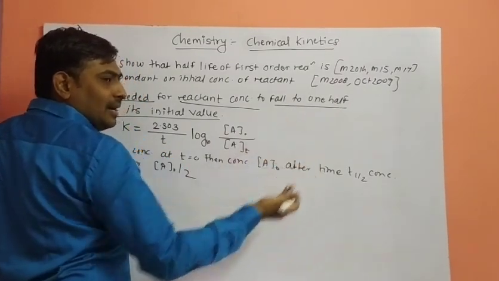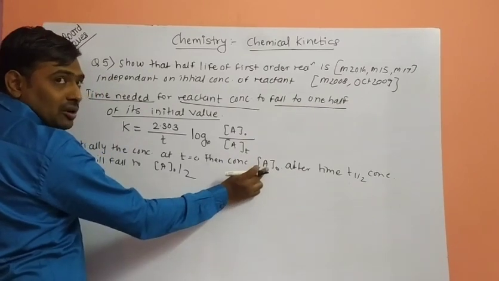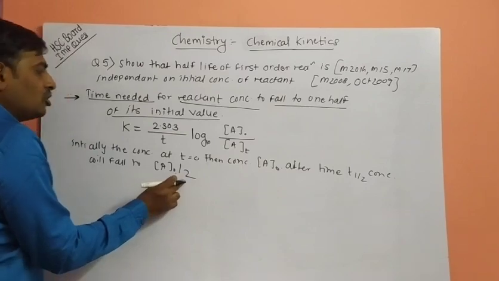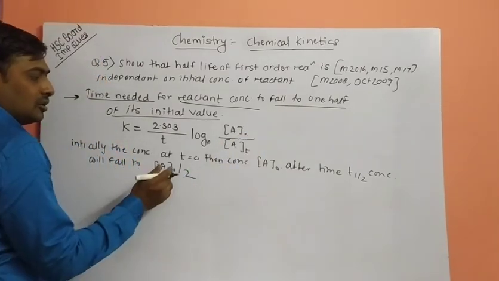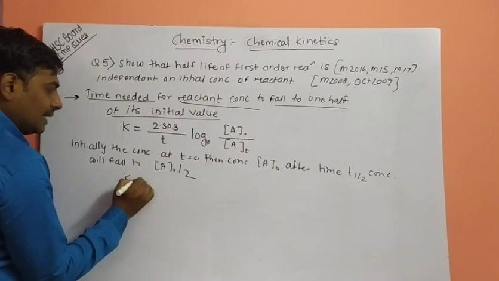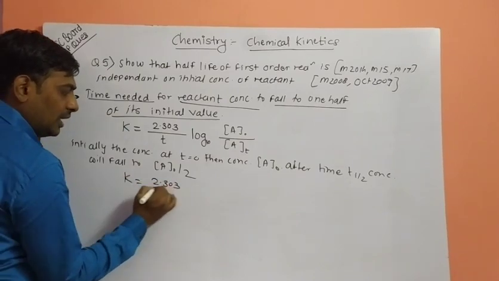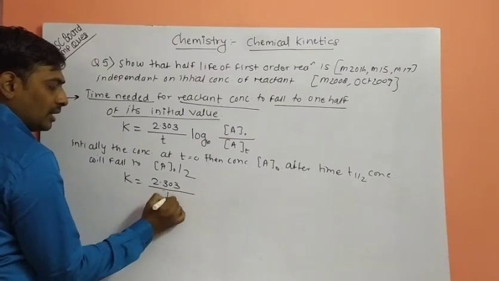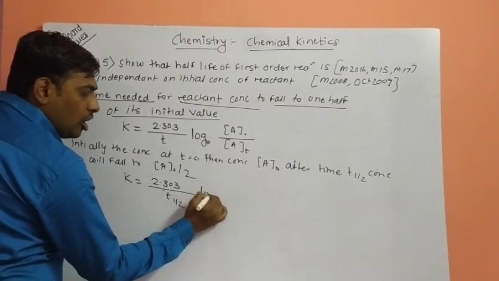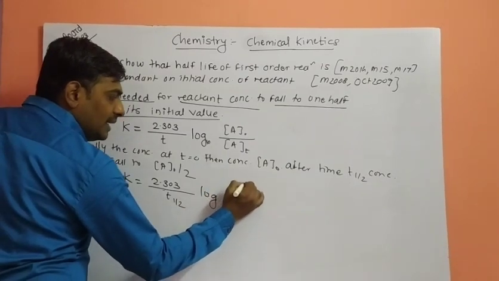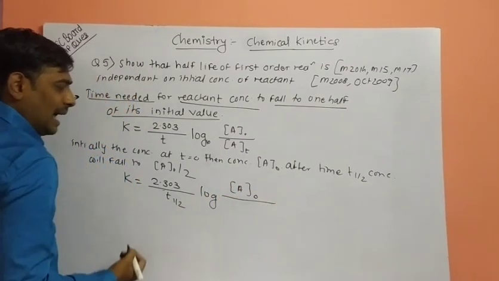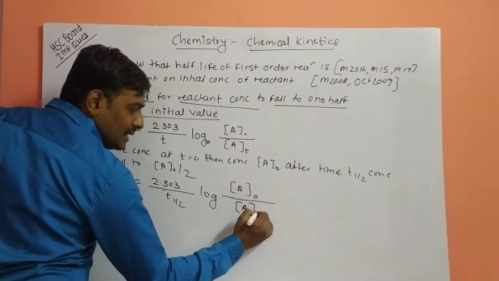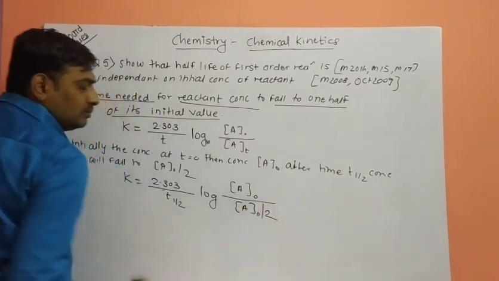A0 is the initial concentration, and after some time half of the concentration is there, divided by 2. So we are substituting these two values in the above equation, then K is equals to 2.303 upon T1/2, log of A0, the initial concentration. But after some time the concentration has decreased. It changes to A0 by 2.